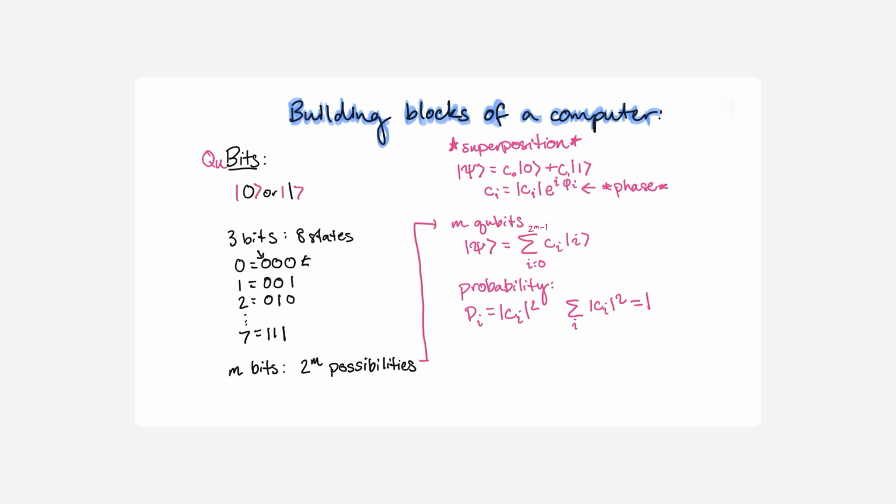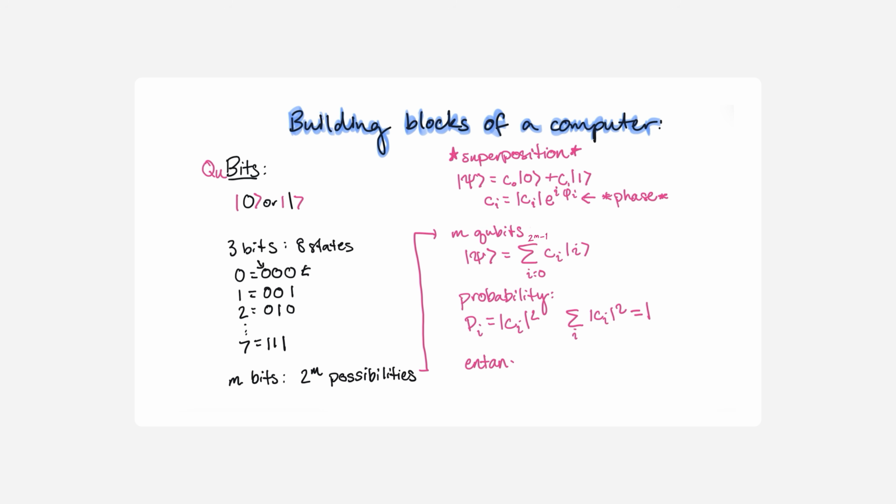Finally, the last uniquely quantum feature that we'll discuss is entanglement. Entanglement occurs when the state of one qubit cannot be described independently of another. For example, consider this 2-qubit state: |ψ⟩ = 1/√2 (|00⟩ + |11⟩). Individually, each qubit has a 50-50 chance of being measured as 0 or 1.